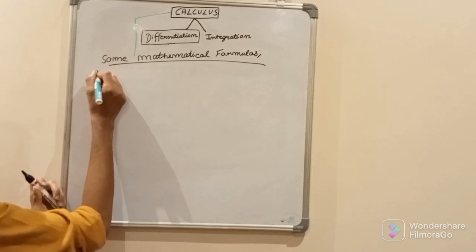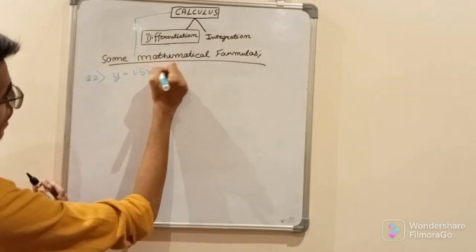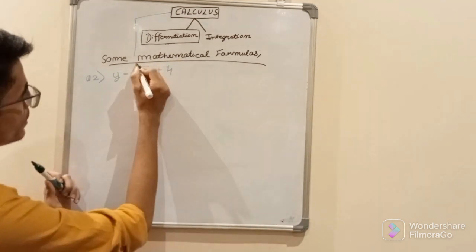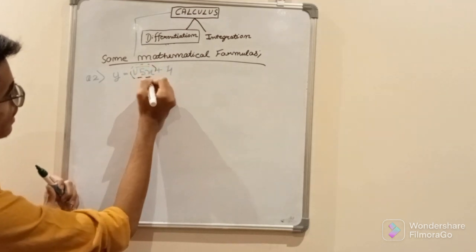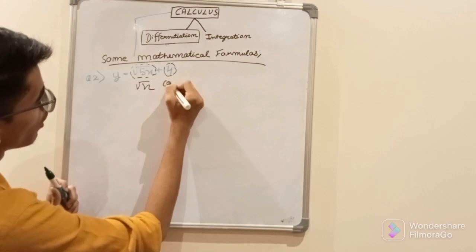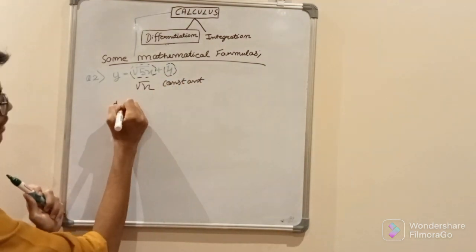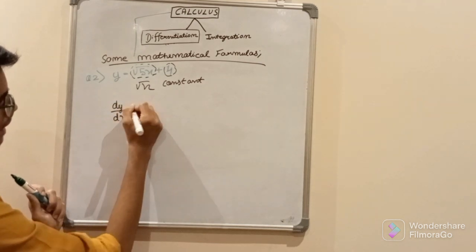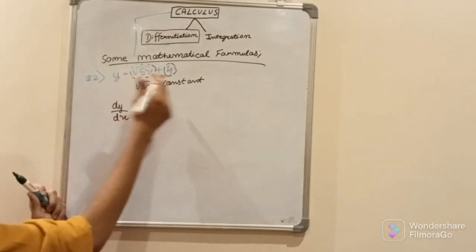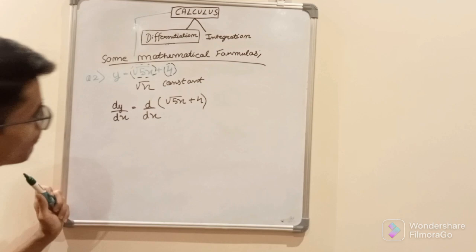Question number 2. Y is equal to root 5x plus 4. Now, as you can see, this is in the form of root x and this is in the form of a constant. So we can write dy upon dx, which is equal to d upon dx, and in the place of y we have root 5x plus 4.